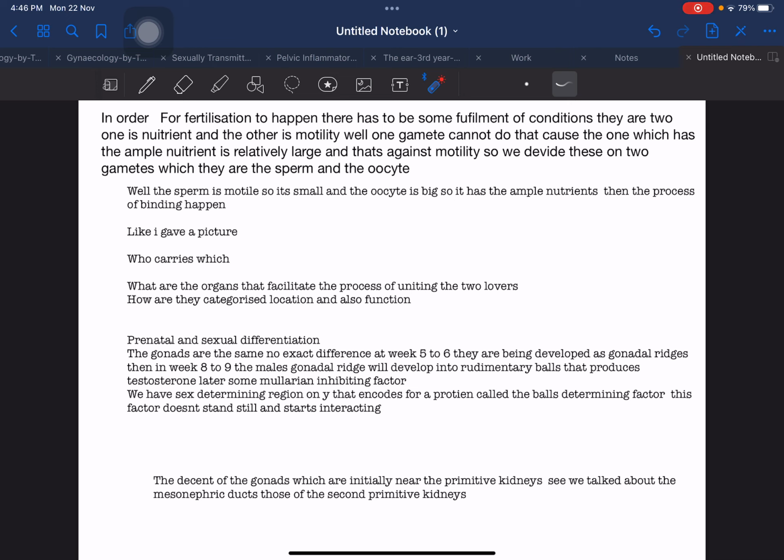Yeah, we talked about the sex chromosomes. Now the female has 2 X chromosomes and the male has 1 X, 1 Y chromosome. We're going to come back to this beautiful Y chromosome.